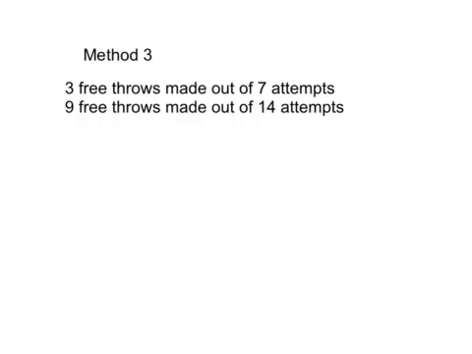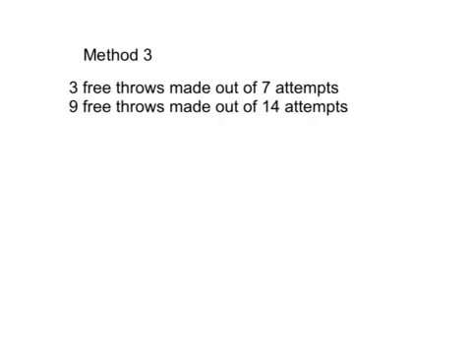The last method uses cross products to see if ratios are equivalent. So again, we have 3 free throws in 7 attempts, and we want to see if it is equivalent to 9 free throws in 14 attempts. So I'm going to see if my cross products are equal.